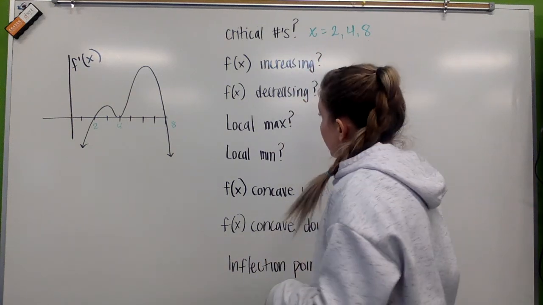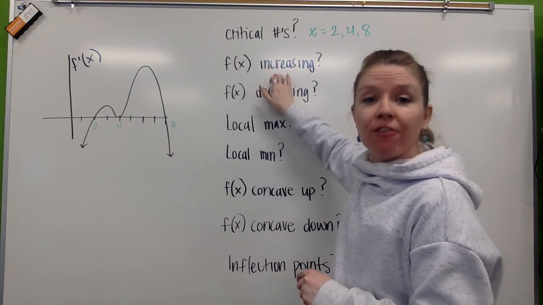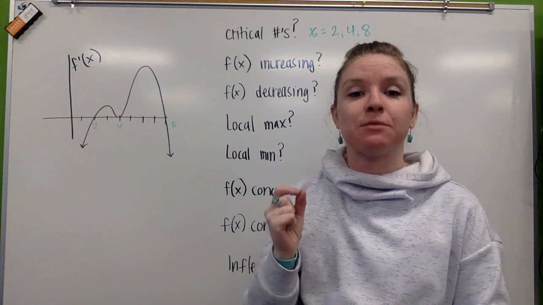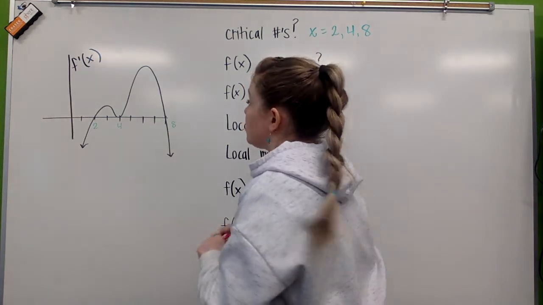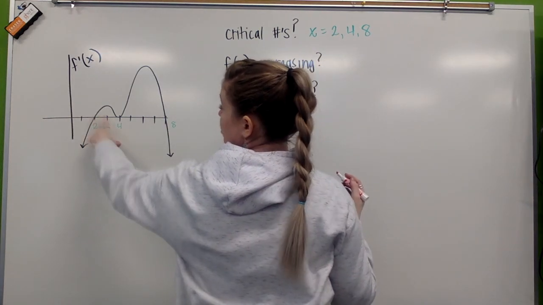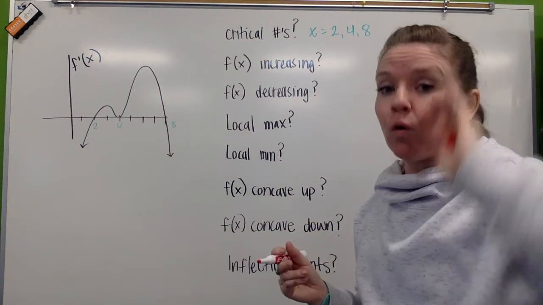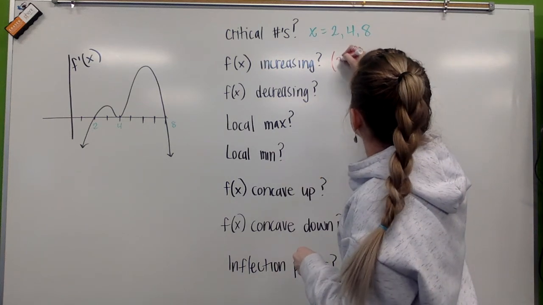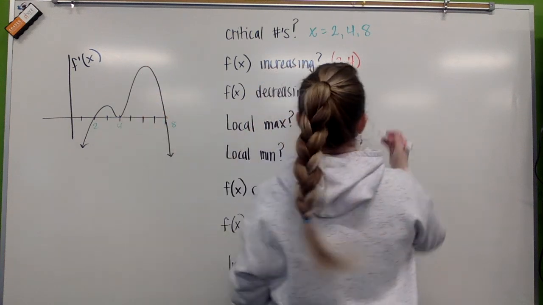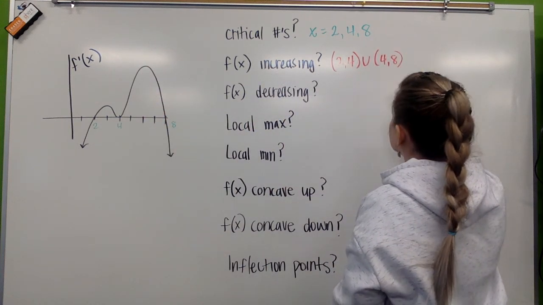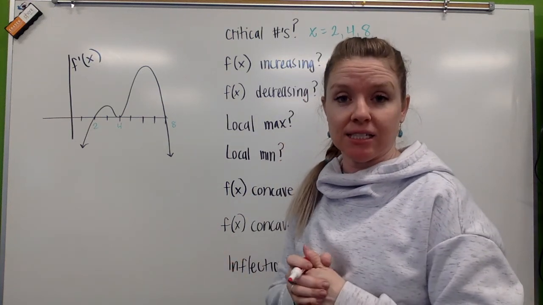Okay, so our next piece is where is f of x increasing? Remember, f of x is increasing when your derivative is positive. Your derivative is positive when it's above the x-axis. So that means it's going to be increasing from 2 to 4. That's where it's above the x-axis. At 4, it's 0, so it's not above or below, right? So my first interval is from 2 to 4, and then it's above the x-axis from 4 to 8. Make sense? Where the derivative is positive, it's above the x-axis.